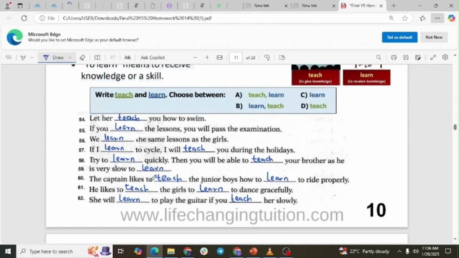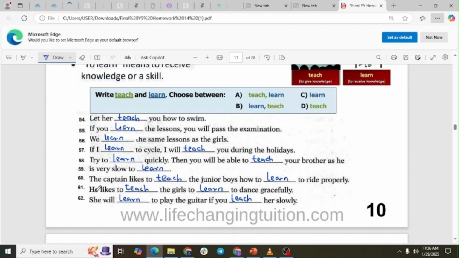Question 60. The captain likes to blank the junior boys how to blank to ride properly. Correct answer. A. Teach, learn. Explanation. Teach is used in the first blank as it refers to giving instruction, and learn is used in the second blank for acquiring the skill.